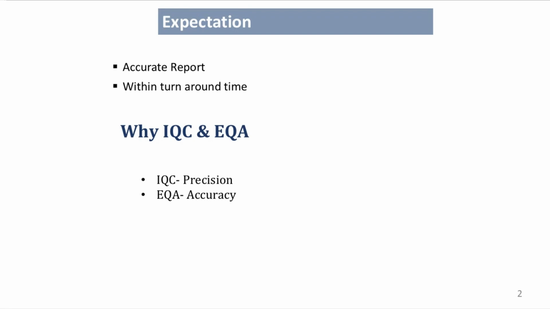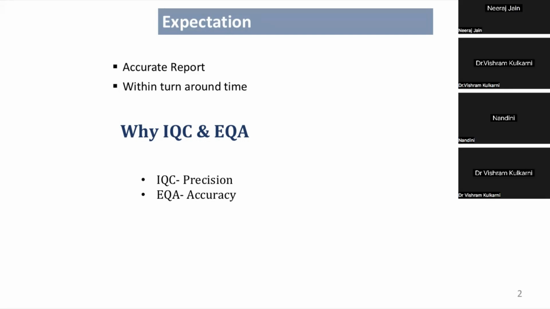One thing is we participate in internal quality control. With internal quality control, we get confidence about precision. If we are testing the same sample multiple times, we are getting similar results. With an external quality assurance scheme, we get confidence about accuracy. Our result is close to the true value. So both are important. Today we are discussing this external quality assurance scheme.